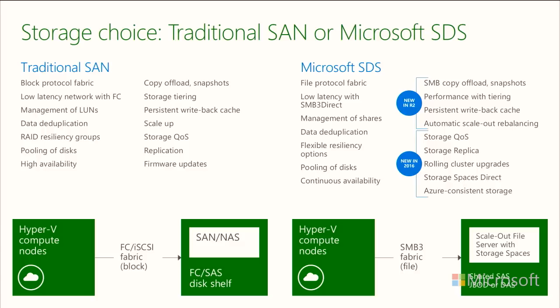And you can also take advantage of this using SMB3. Traditional SAN solutions use either Fibre Channel or iSCSI, as you can see. And these are much more expensive, and require additional software and configuration to make them work.